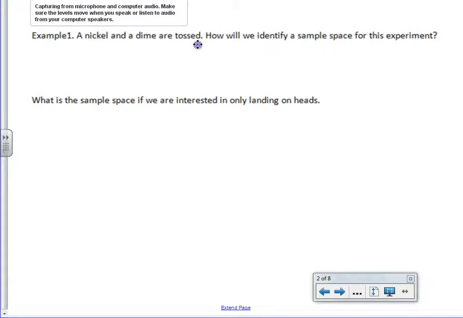Example 1, a nickel and a dime are tossed. How will we identify a sample space for this experiment? So, I'm going to do a tree diagram. I'm going to start with the first coin, which is the nickel. The nickel could either land on heads or tails. And then after that, we're going to toss a dime. For the dime, again, he could land on heads or tails. If I look at the end of my tree diagram, there are 4 different outcomes. There's 2 events, but 4 different outcomes.